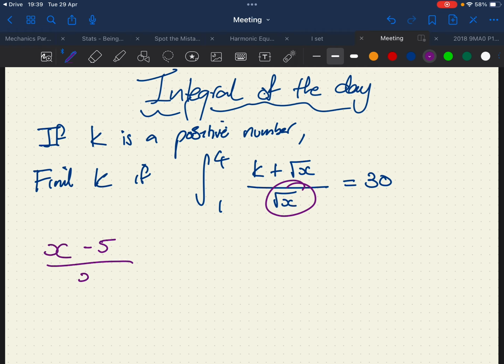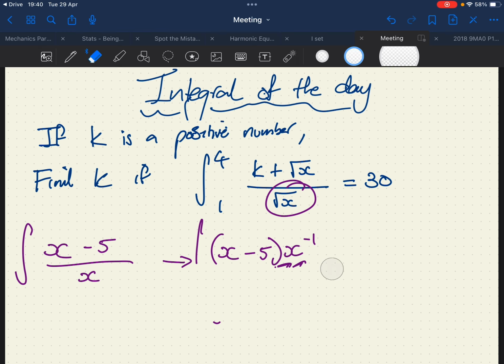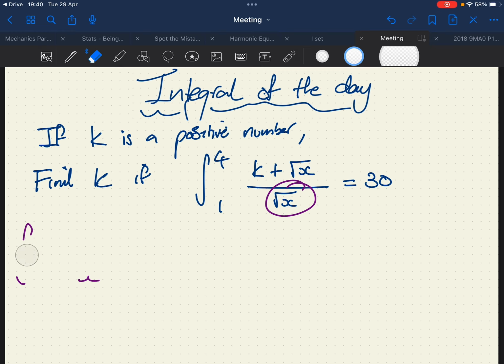So if I gave you a question like this and I said, can you have a go at integrating this? You could think of it this way if you like. You could think of it as x to the 5 multiplied by x to the minus 1. And then you might see that we need to expand it out. x times x to the minus 1 will give you a 1, minus 5x to the minus 1. In other words, it simplifies quite nicely. So this happens when you have just one term in the denominator. So we're going to do that now with our question.